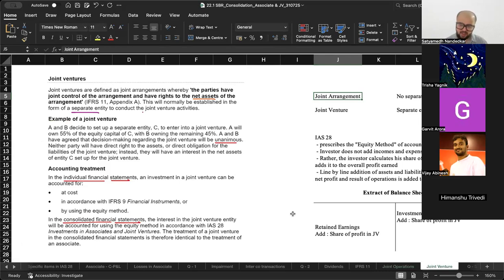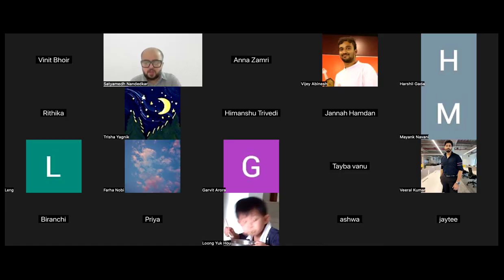Apart from joint operations, you could also have a joint venture. In this situation, you have a separate entity that is set up, and the percentage shareholding will not matter. What matters is whether you have joint control over the entity. Now, joint ventures are also accounted for in the same way as associate entities are accounted for. Okay, so what is that method? That is the equity method of accounting.